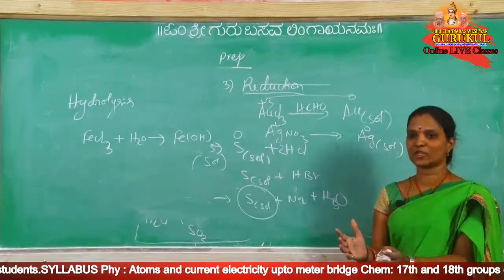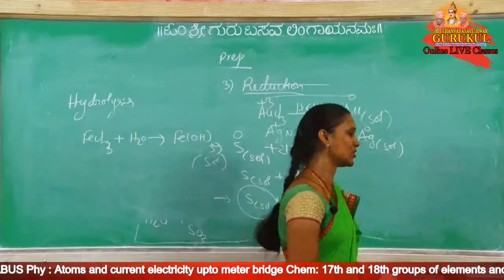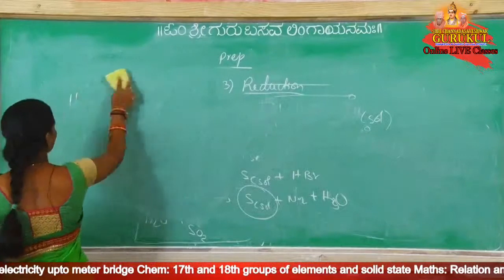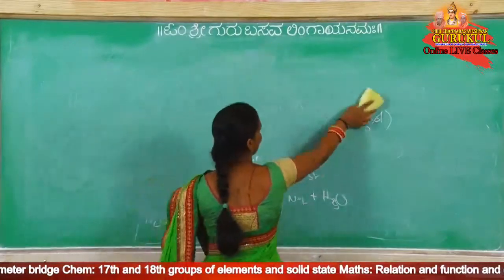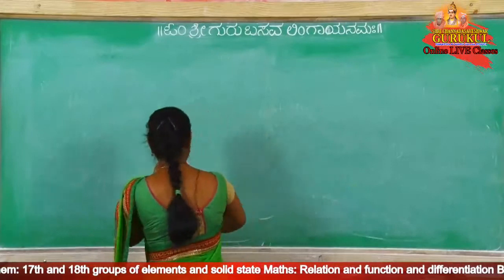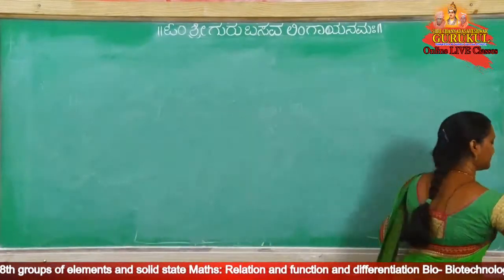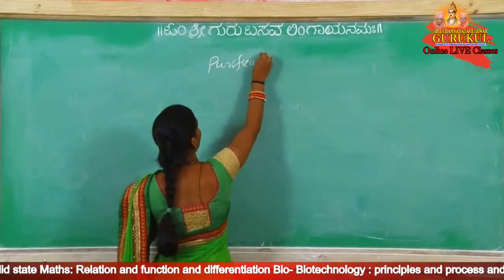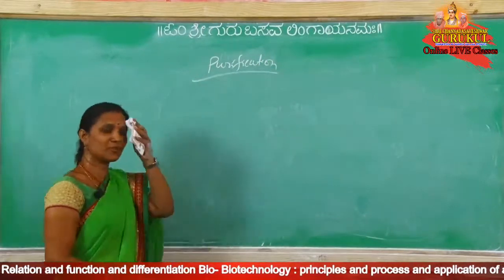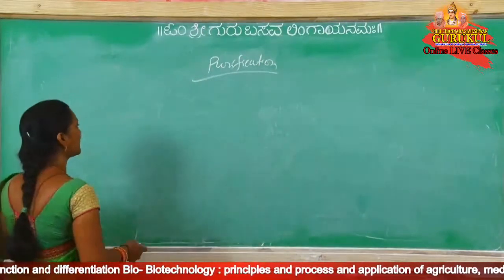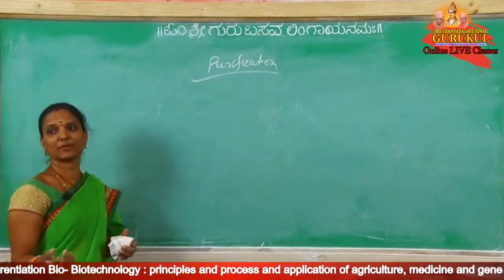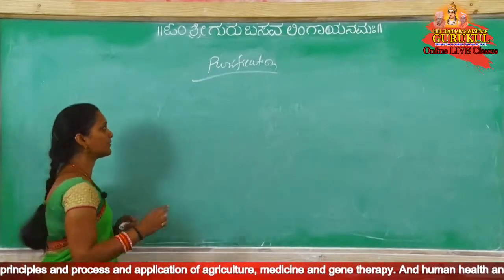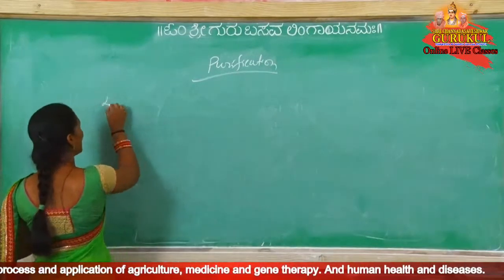So next, colloidal solutions are prepared. Now how to purify these colloidal solutions? Purification of colloids. First, take that impure colloidal solution, which contains some crystalloids. Crystalloids means the true solution particles, solute particles, that we have to remove. To remove them we are using the dialysis process.